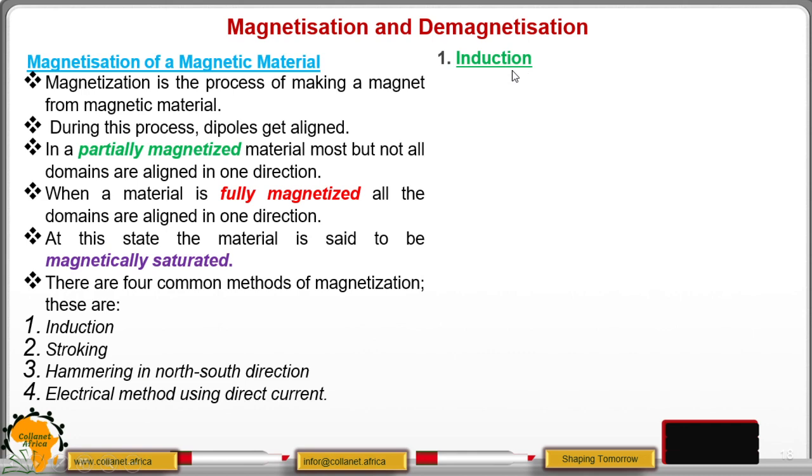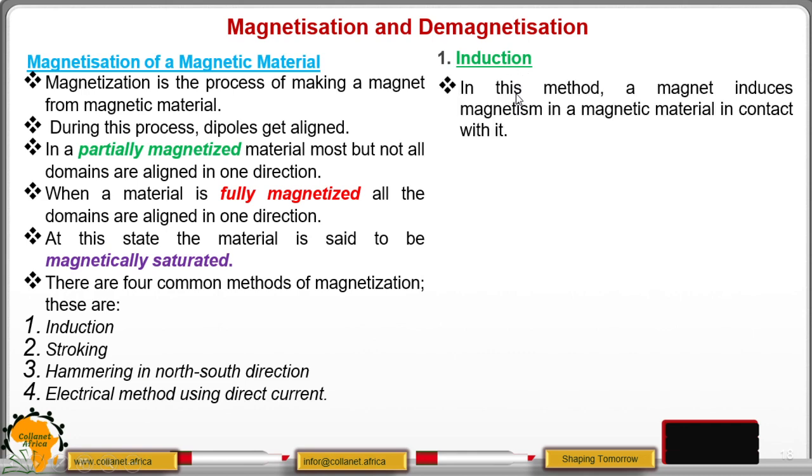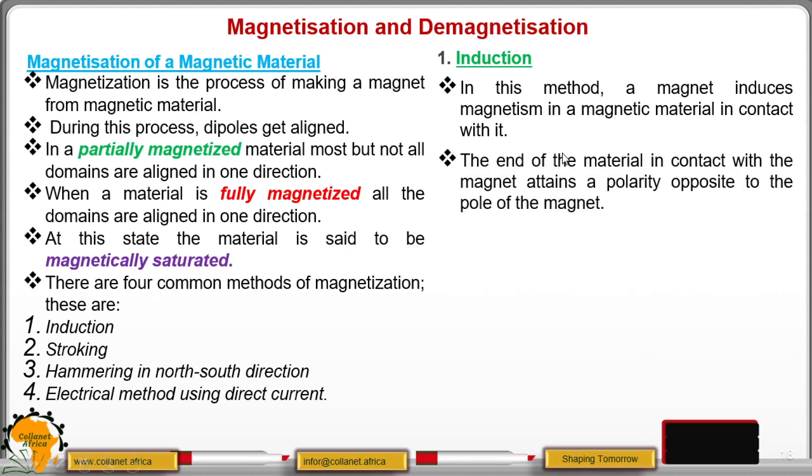Then we start with the first one, induction. Now, this is a method where a magnet induces magnetism in a magnetic material in contact with it. In other words, you just bring a magnetic material closer to a permanent magnet. So the end of a material that is in contact with the magnet attains a polarity opposite to the pole of the magnetizing magnet. In other words, if you bring a magnetic material closer to a north pole, then that end will become a south pole.